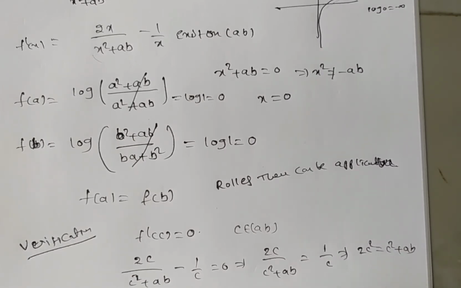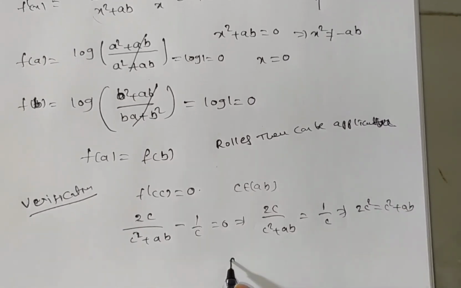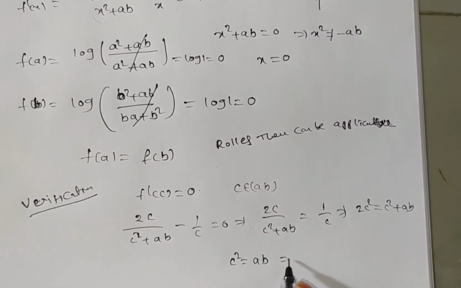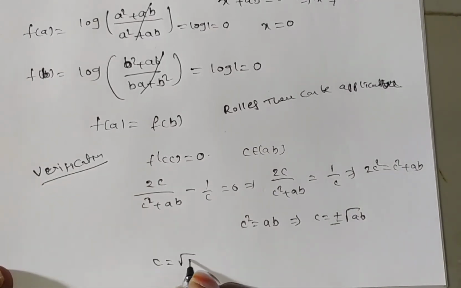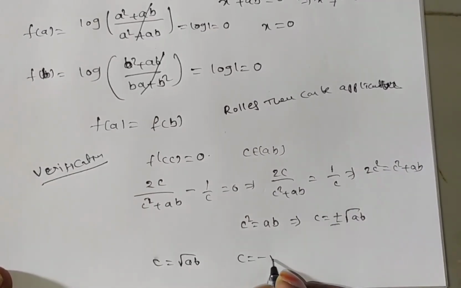So take c terms on one side and the rest of the terms on the other side. 2c square minus c square is c square. C square is equal to ab. That implies c is equal to plus or minus root ab. Now you observe, how many values do you have? Two values. One is c is equal to root ab. Another one is c is equal to minus root ab.